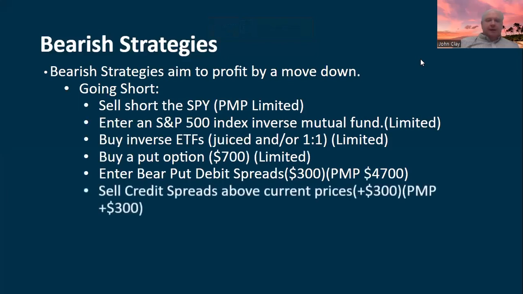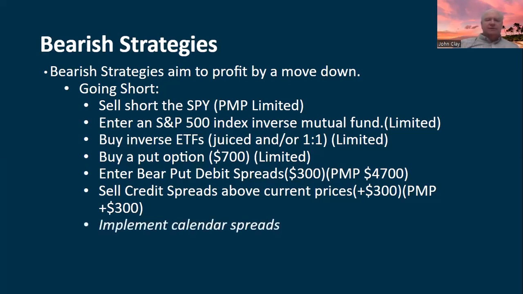Okay. And then you can buy a put option where it's not quite as expensive as the call option, but it can only go down to zero. But over the years, I've done quite well with put options. And then the opposite of using calls is we can do a bear put debit spread, which might cost us $300 to set it up. Our profit is limited at $4,700, but the most we can lose is that $300. And then you can sell credit spreads above current prices. And I have a chart to show you how I do that.